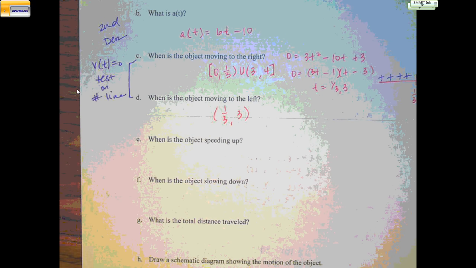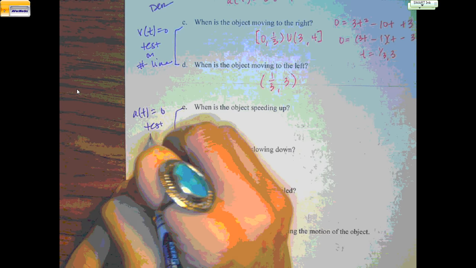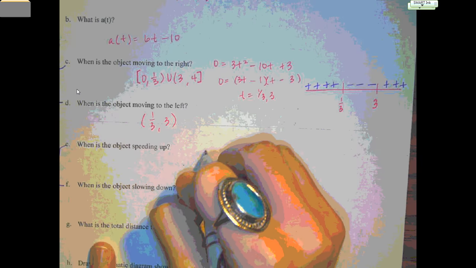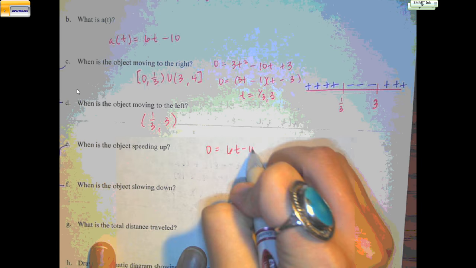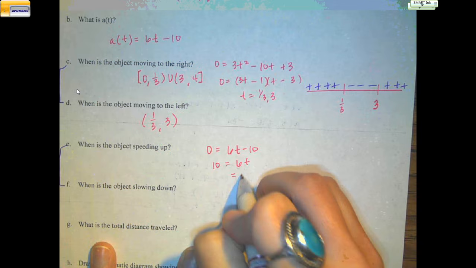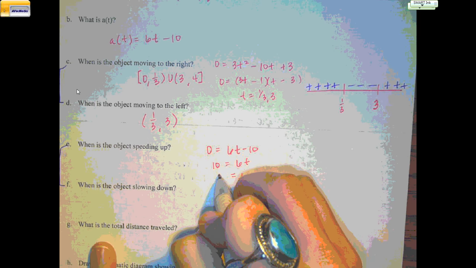Next two questions. When is the object speeding up or slowing down? I'm going to make myself some notes so I don't forget tonight. I'm going to set the acceleration function equal to 0 and test on a number line. So the acceleration function, let's say 0 equals 6t minus 10. Add 10 to both sides. Divide both sides by 6 and you get 5/3.